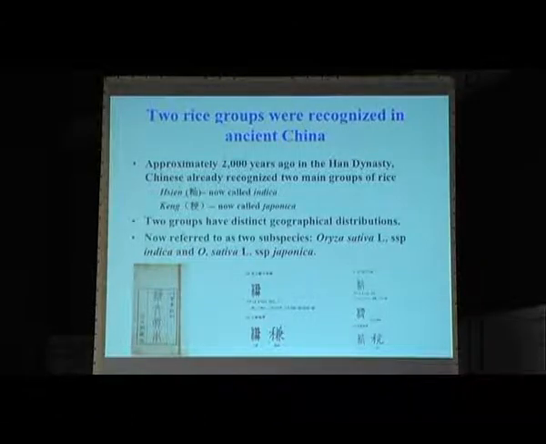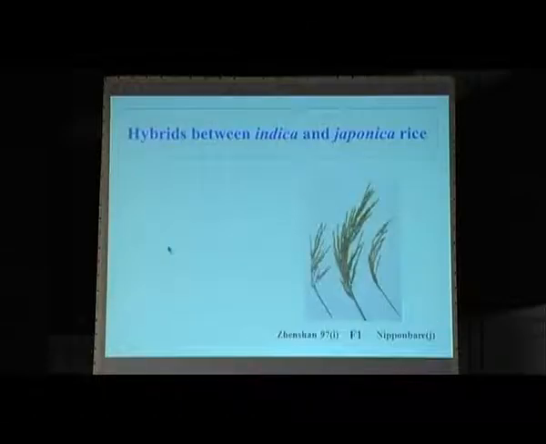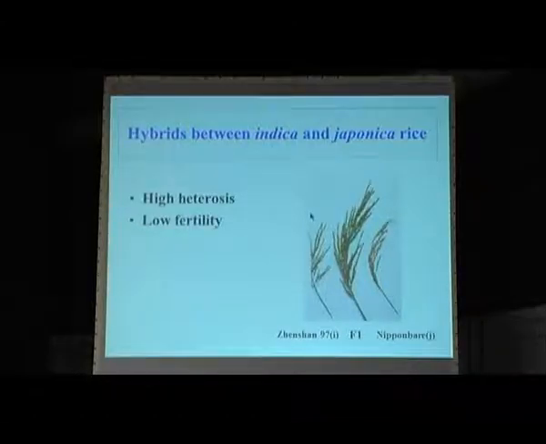These two groups have very distinct geographical distributions and a number of characteristics. Genome diversity uncovered by whole genome sequencing showed that these two groups are very well separated, with very distinct morphology all the way to our eating. Yet if you make a hybrid between these two groups, typically you will see high heterosis, and then you will see low fertility.